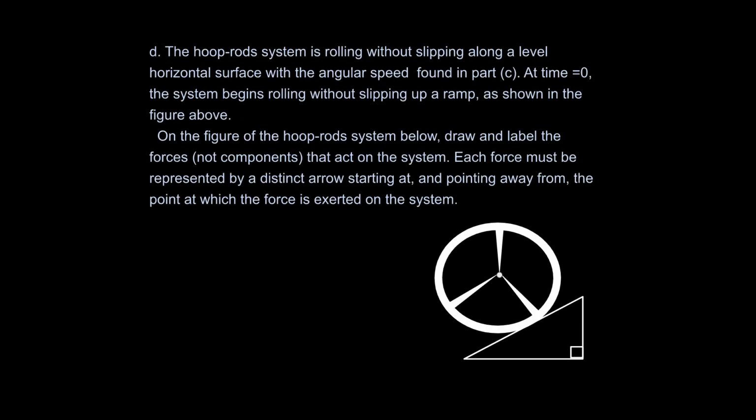Okay, and so part D says the hoop rod system is rolling without slipping along a level horizontal surface with the angular speed found in part C at time equals 0. The system becomes rolling without slipping up a ramp as shown in the figure above. So someone has rolled this up a ramp. On the figure of the hoop rod system below, draw and label the forces, not components, that act on the system. Each force must be represented by a distinct arrow starting at and pointing away from the point at which the force is exerted on the system.